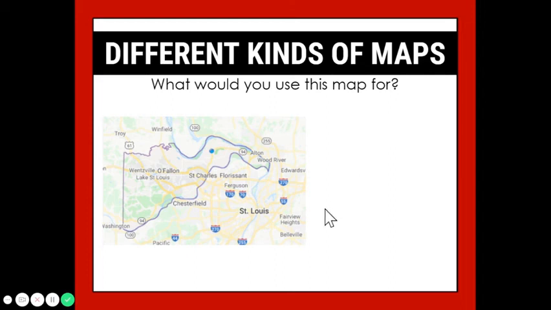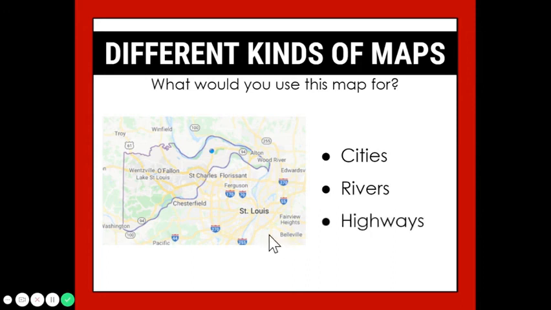What about this type of map? This looks similar to what we looked at on Google Earth. This is a map of St. Charles. So you might use this to find different cities. So for example, St. Charles, or O'Fallon, or Winfield, or Alton. You might use it to find different rivers. I can see the Mississippi River and the Missouri River. You might also use it to find highways. I see Highway 94, or Highway 270, Highway 70. So these city maps can be used for those different things.